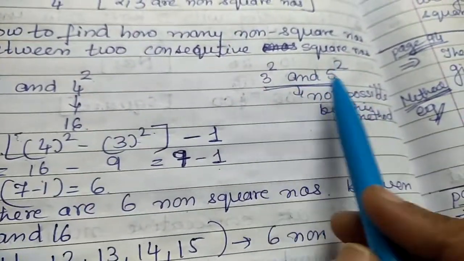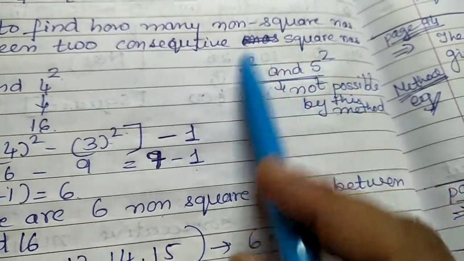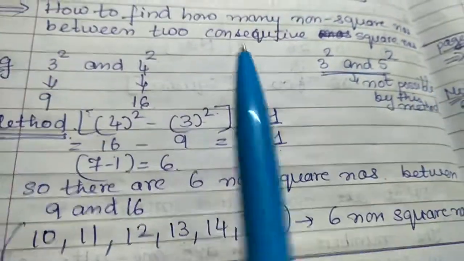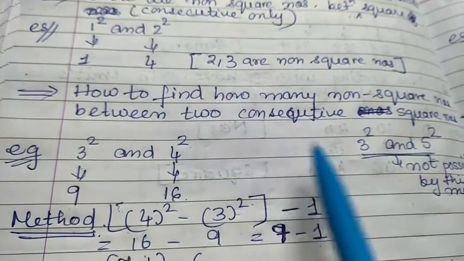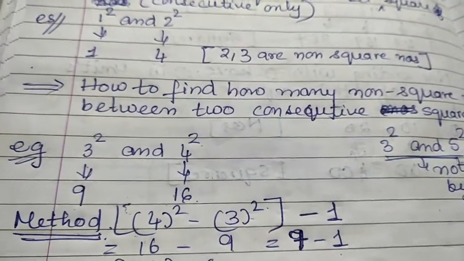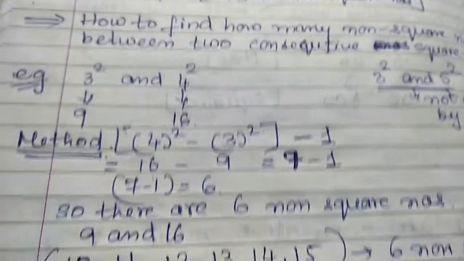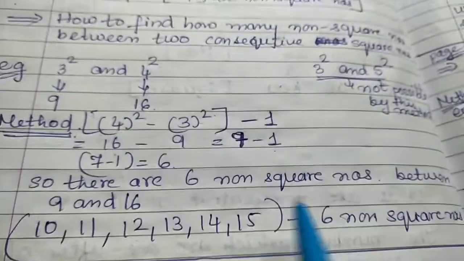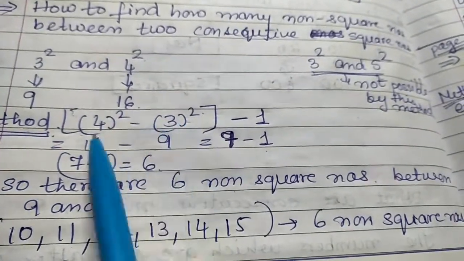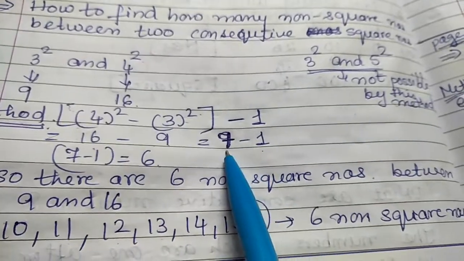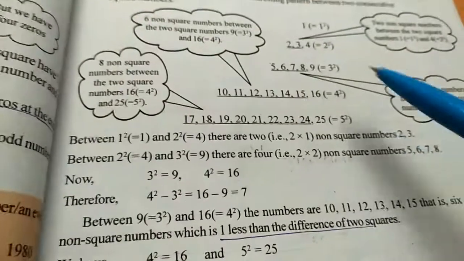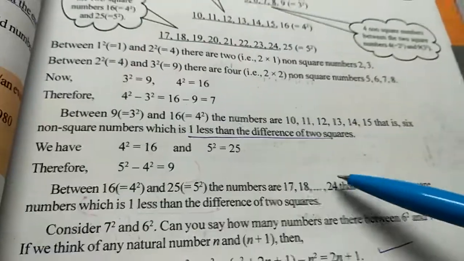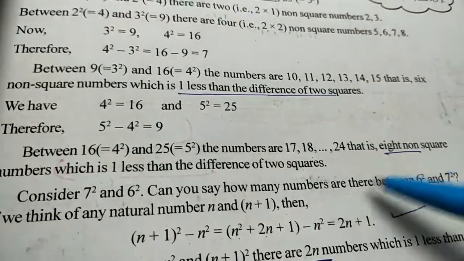Now between 3 square and 5 square it is not possible because they are not consecutive. The numbers should be consecutive, like 1 square, 2 square, 3 square, 4 square, 5 square, 6 square, 7 square. They should be consecutive. When they are consecutive, you have to subtract these two squares, and then from whatever answer comes, you have to subtract 1. So that is what is given on this page, what I have explained to you just now.